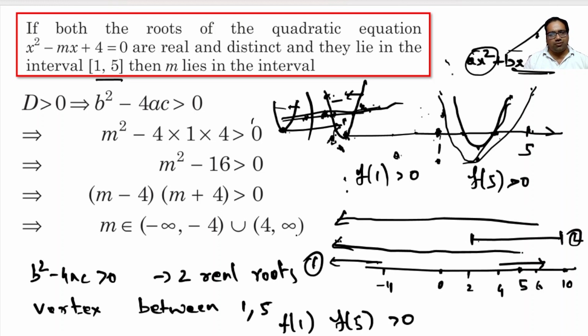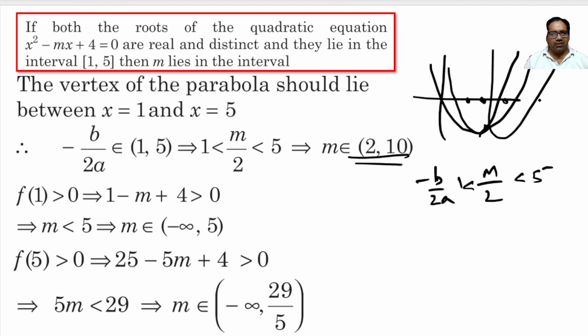Now, all three conditions should be satisfied. What is condition number 3? f of 1 and f of 5 should be greater than 0. f of 1 is 1 minus m plus 4, which should be greater than 0. That means m should be less than 5. That means m is between minus infinity and 5.